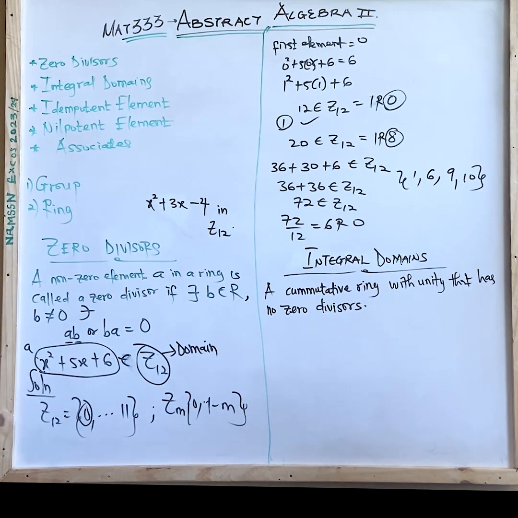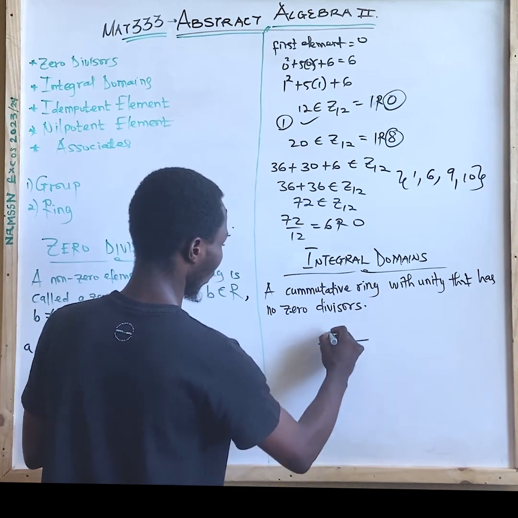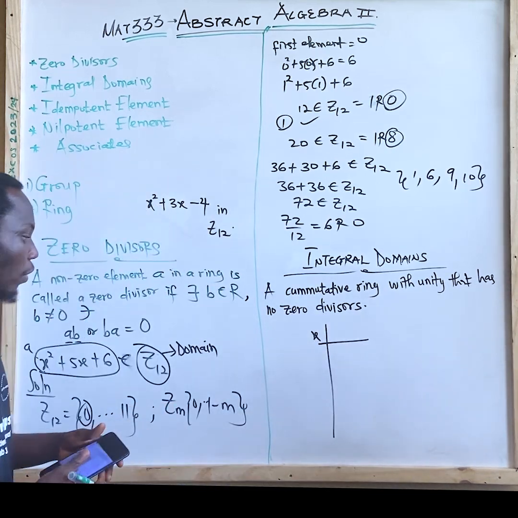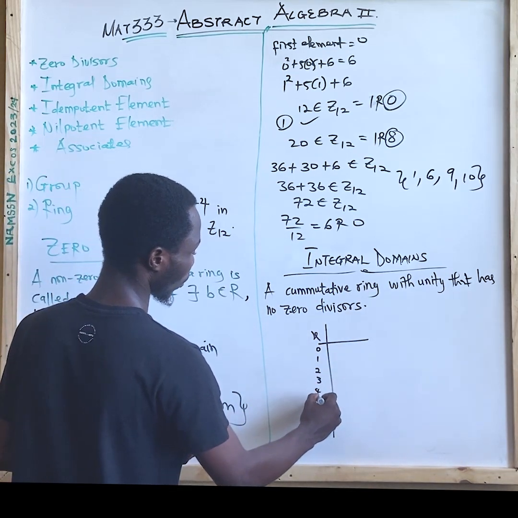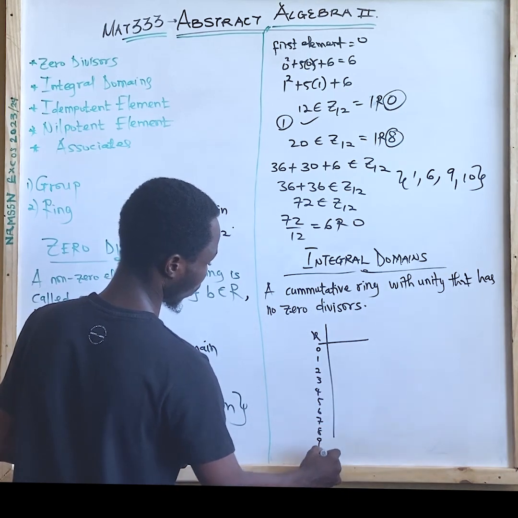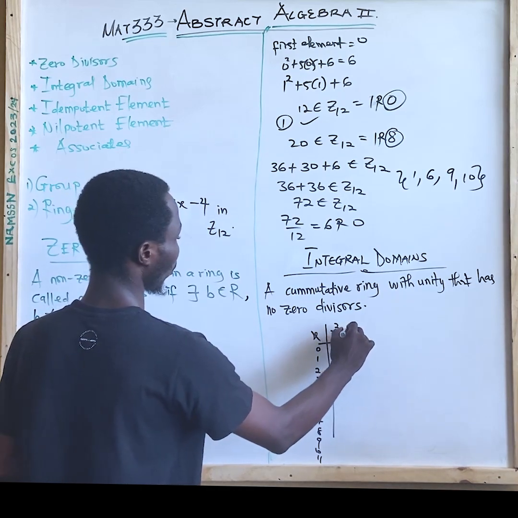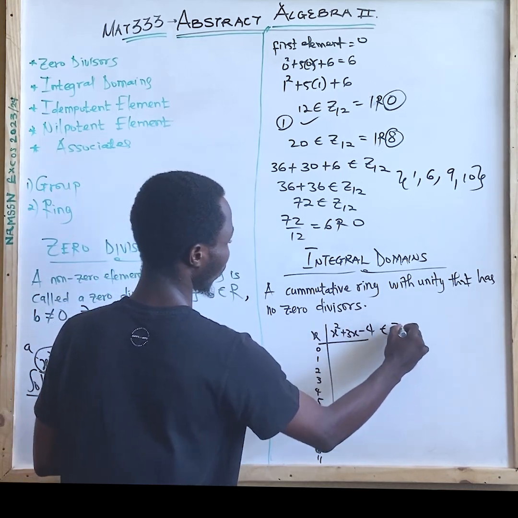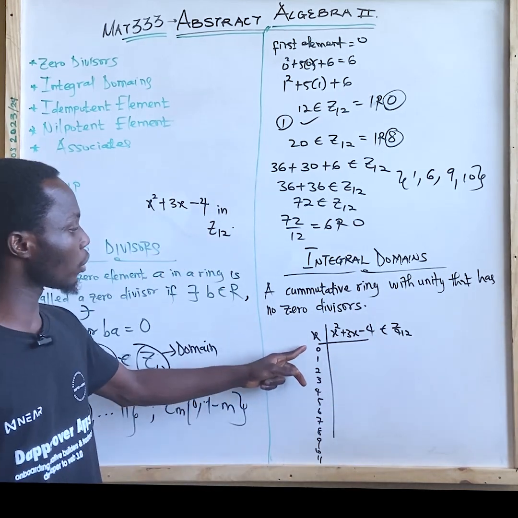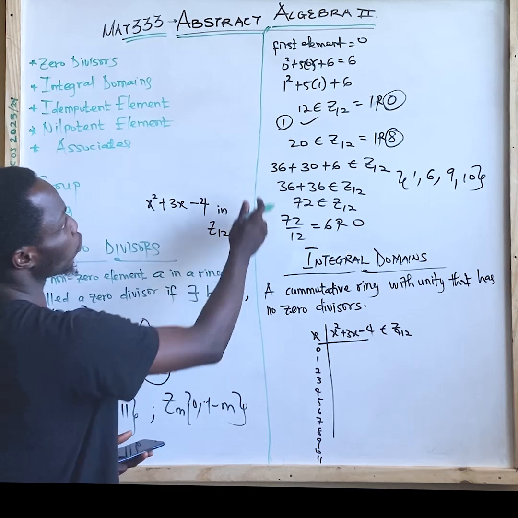You can follow this same process, and you can also do it in a tabular form. You have x, that is your values of x, in Z12, that's from 0 to 11. Then the expression you are working with, x squared plus 3x minus 4 in Z12. Then you can start putting these values inside and give answers in a tabular form, just like what we have here.